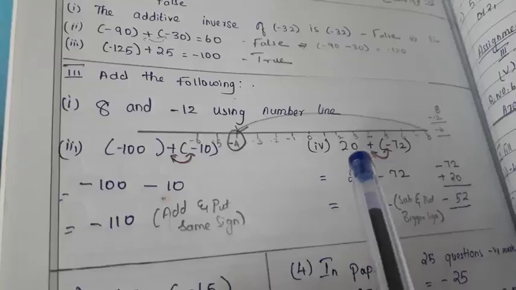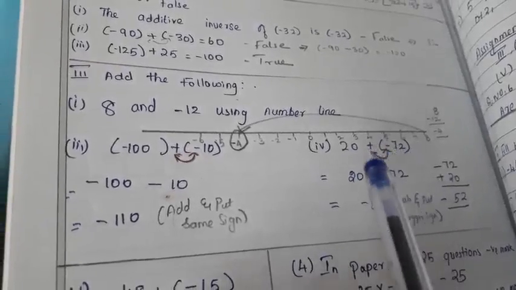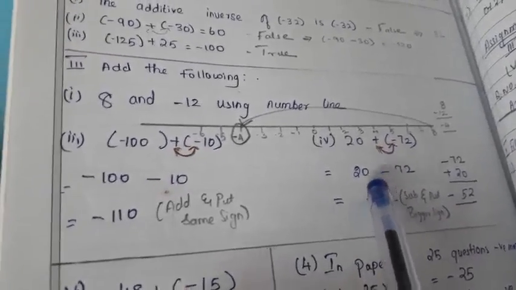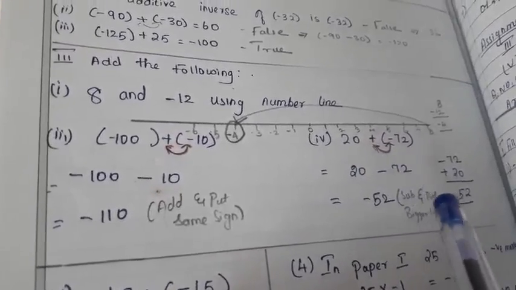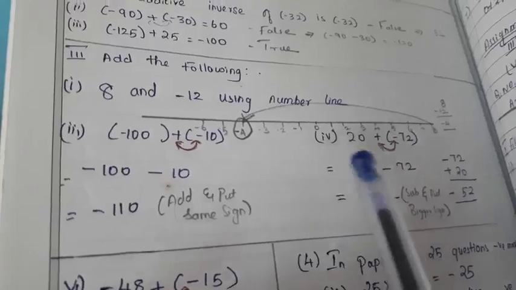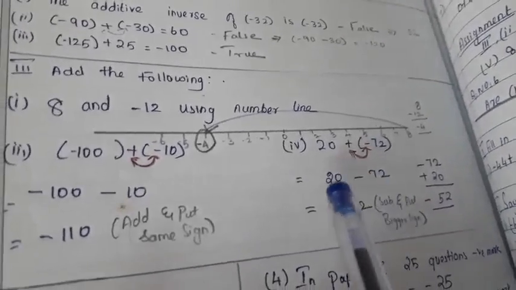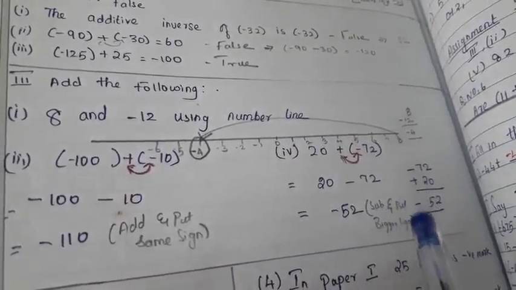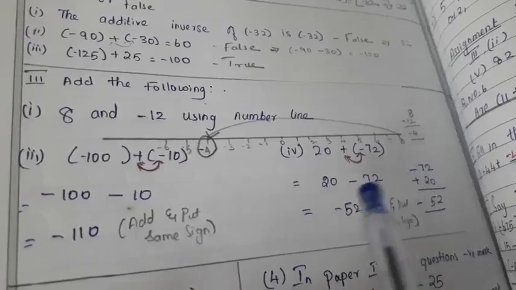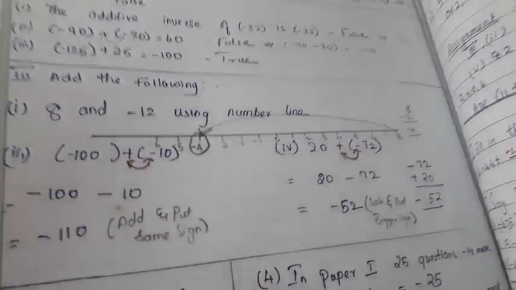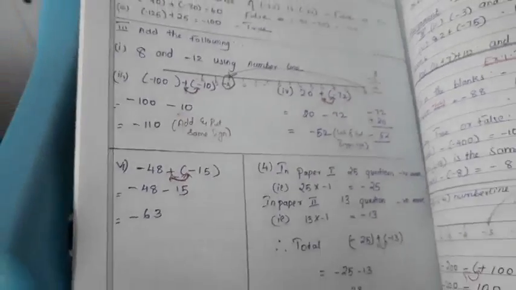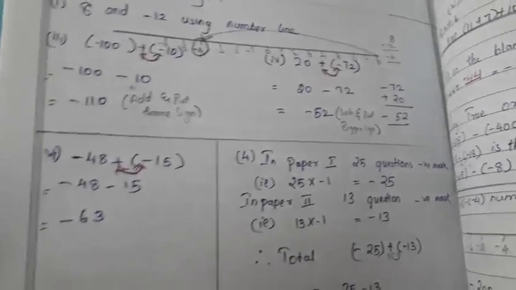Same way for the fourth sum, 20 plus of minus 72. So plus of minus will become minus. So here subtract and put the bigger number sign, because 20 is in plus and 72 is in minus. So subtract the lower number from the bigger number. So 72 minus 20 is 52, and the bigger number sign is minus, so minus 52. So that was the answer for third and fourth question.